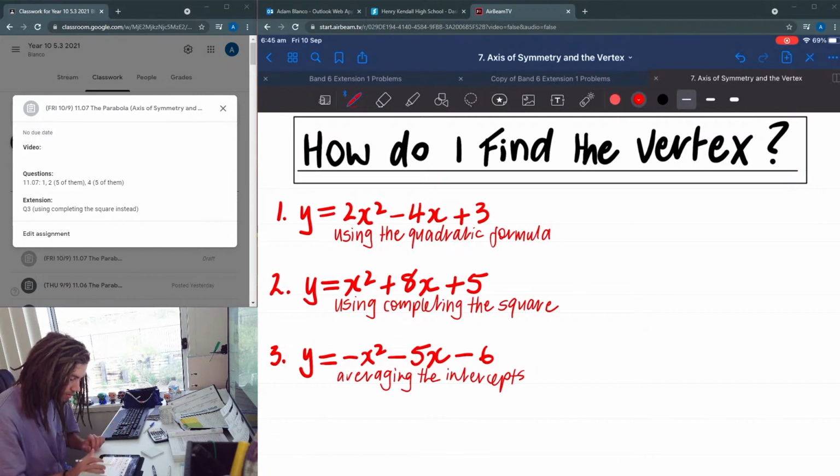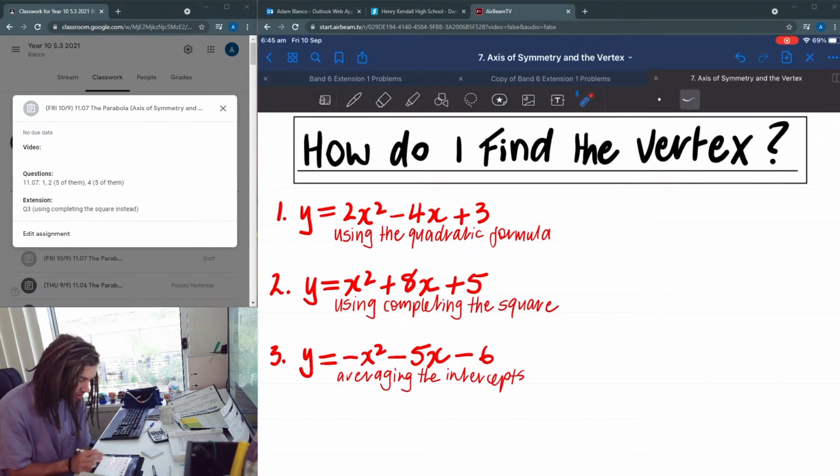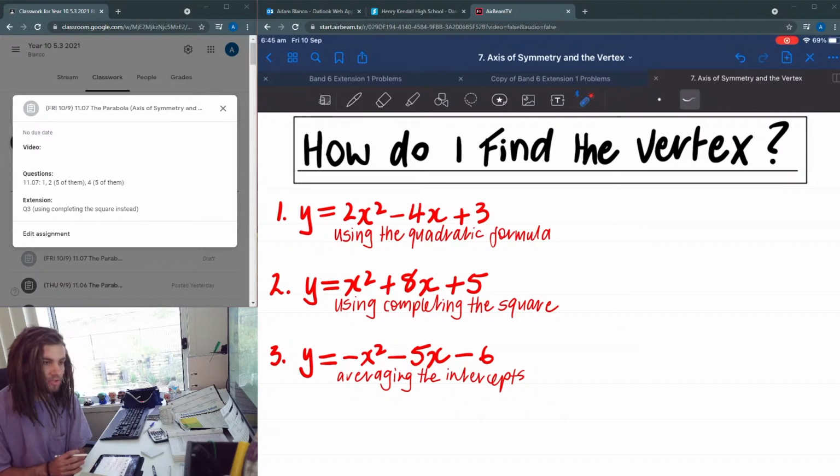So the first one is actually, so these all back off things that we've already done. If I wanted to graph this thing, I'd want the x-intercepts, and in order to do that, I can use the quadratic formula, or I could complete the square, or I could just factorize, and this one's nicely factorized. So each of these methods for finding a vertex actually come from methods of finding the intercepts. So you're kind of not doubling your work, if that makes sense. You're not doing two separate things.